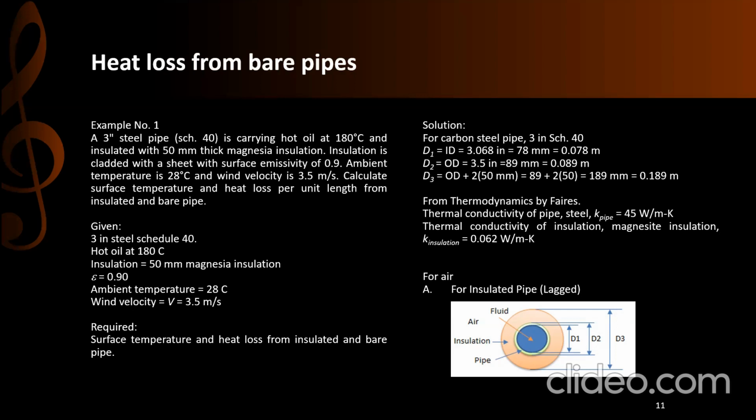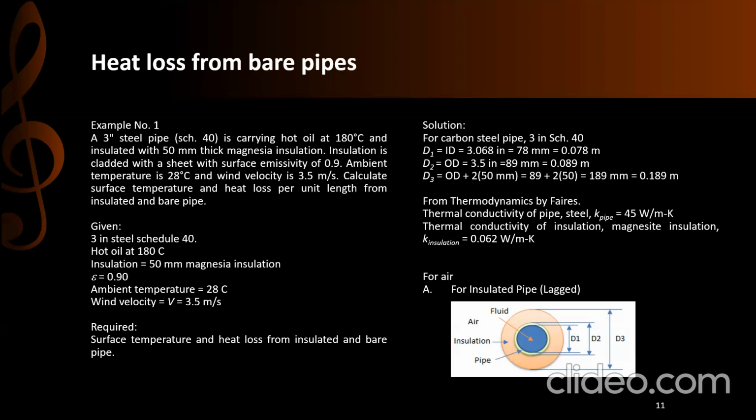Given 3-inch steel schedule 40. So, mga properties niya, tutingin na lang kayo sa table. Marami sa internet. Hot oil at 180 C. Insulation is 50 mm magnesia insulation. E is 0.9. Ambient temperature is 28 C. Wind velocity V is 3.5 meters per second. So, required: surface temperature and heat loss from insulated and bare pipe.